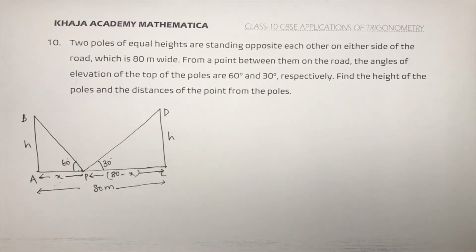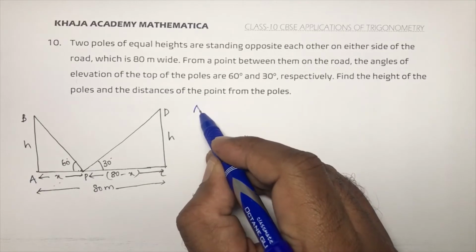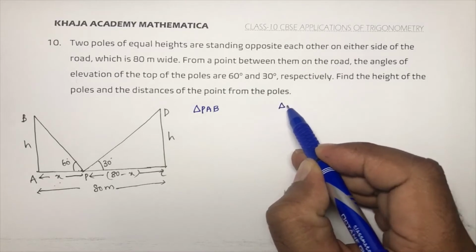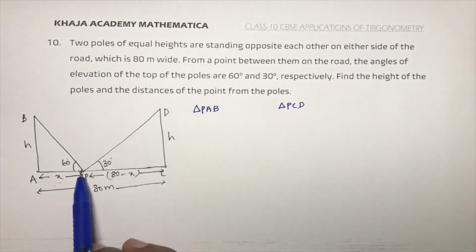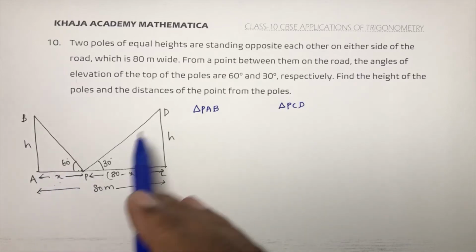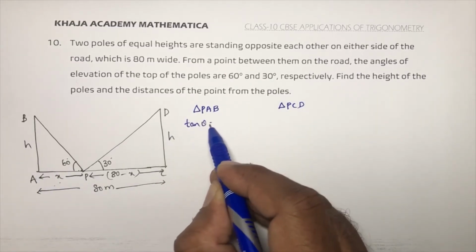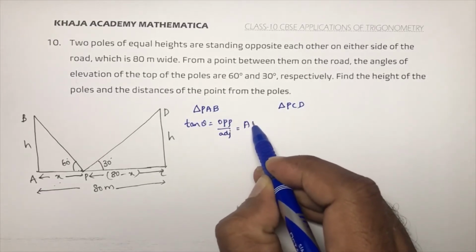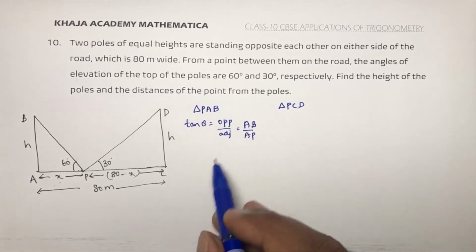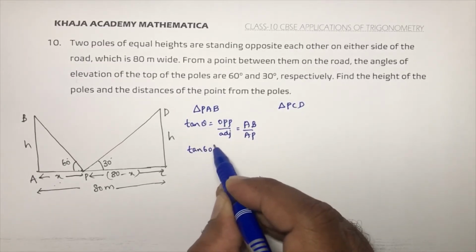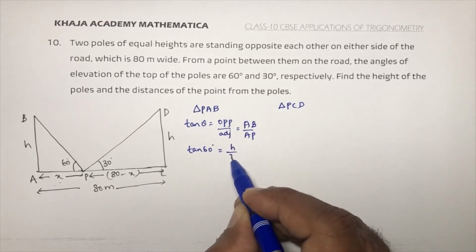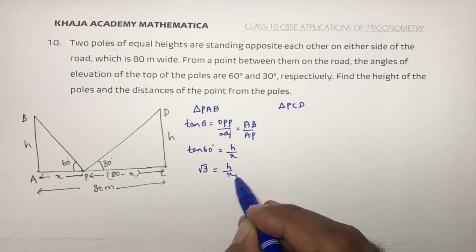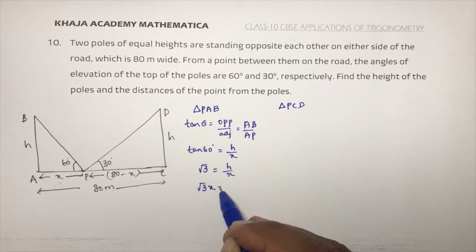Now here I'll take two triangles. One is triangle PAB, another one is triangle PCD. Now in PAB, tan theta is opposite by adjacent. Here opposite is AB, adjacent is AP. So tan 60 degrees equals H by X. Tan 60 is root 3 equals H by X. Root 3x equals H.